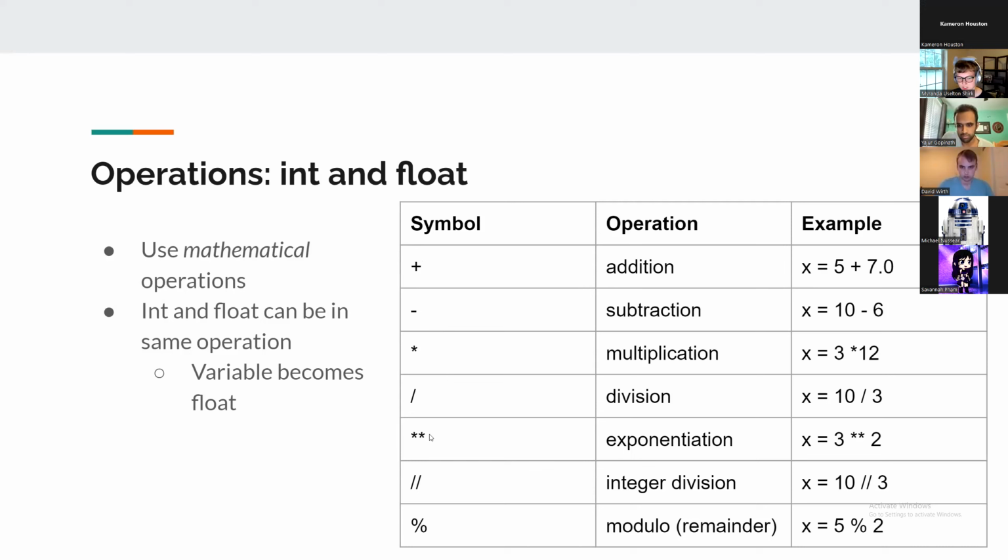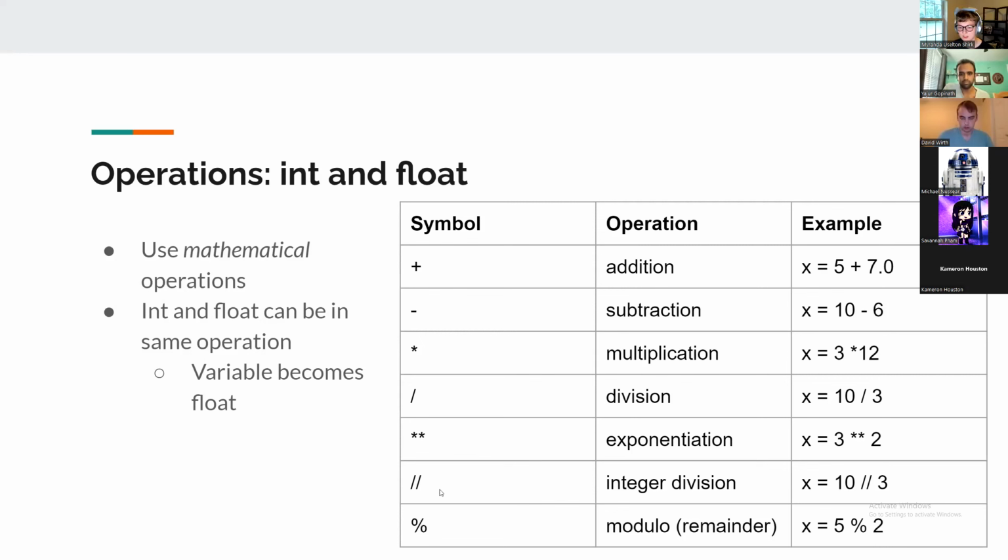Exponentiation, which is 2 stars. Then we have integer division and modulo, which you may not be familiar with, but that's okay. We'll talk about it. So integer division is also called floor division. It basically just means if you divide 2 numbers and it comes up with a decimal, you just chop off that decimal and you just take the integer.